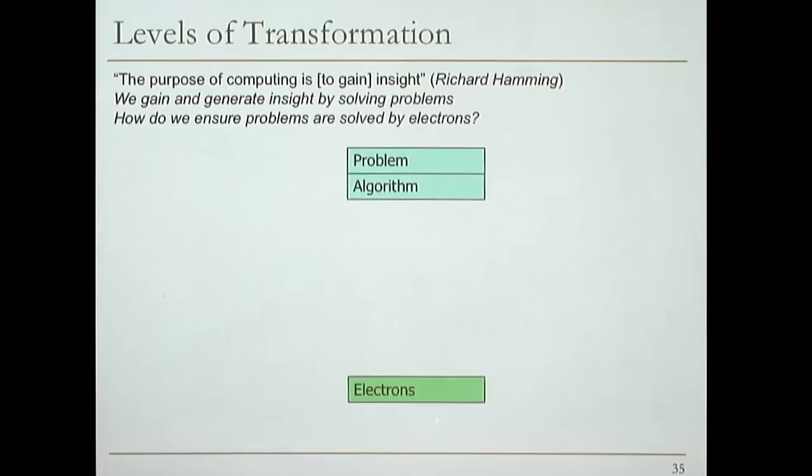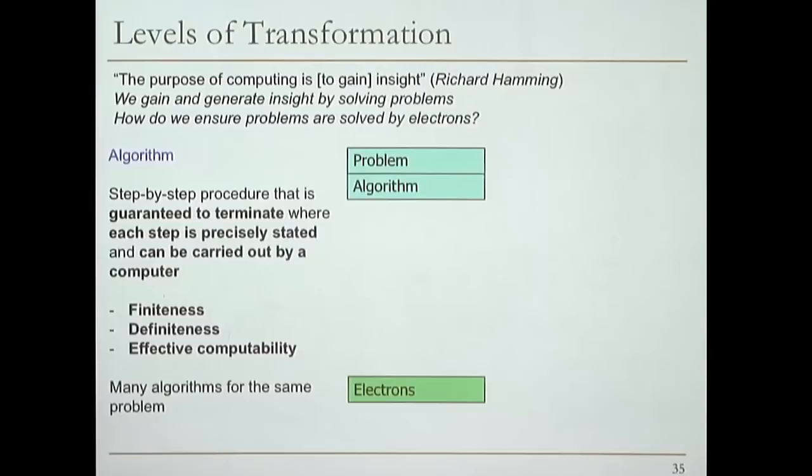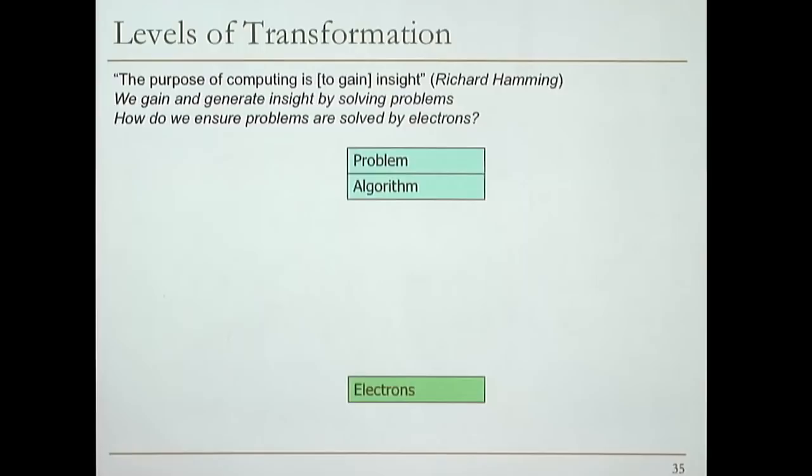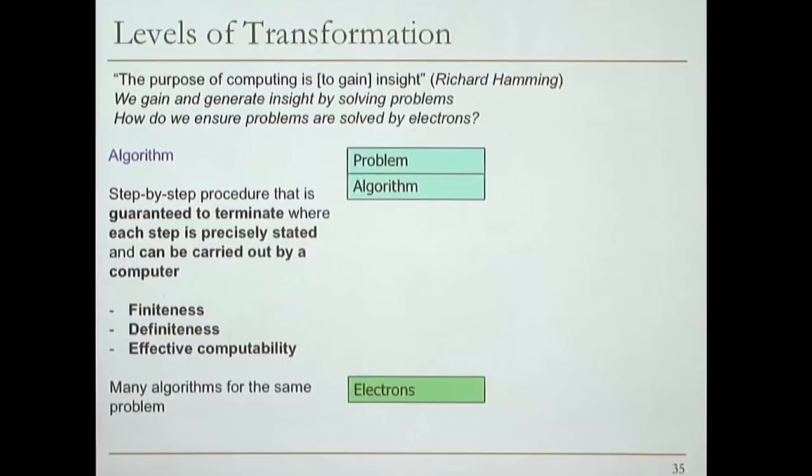You translate the problem to an algorithm. An algorithm, hopefully you know. Have you covered algorithms in a previous course? Yes? Okay, so you probably know. I'm not going to ask you right now, but you should know that it's a step-by-step procedure that has three properties. It's guaranteed to terminate. This is called finiteness. Each step is precisely stated. This is called definiteness. And each step can be carried out by a computer. It's called effective computability. You need these three things for an algorithm to be executable in a computer, right?